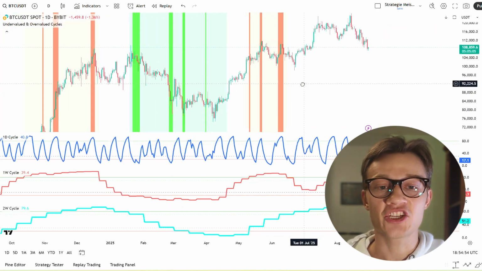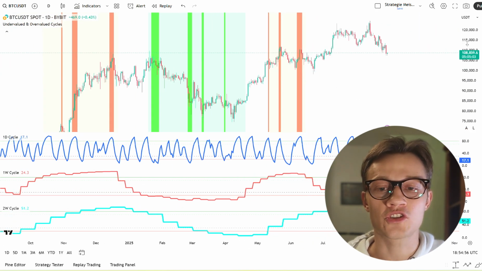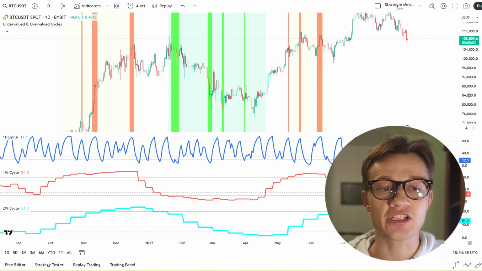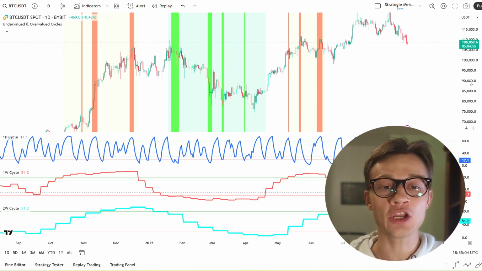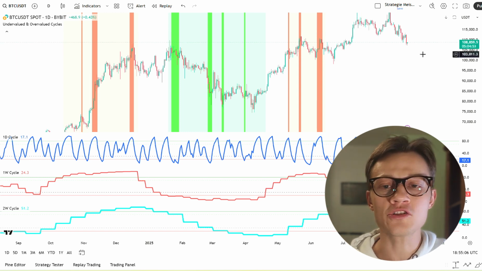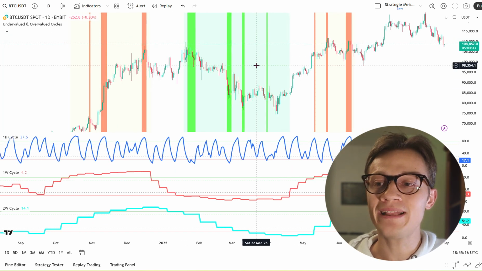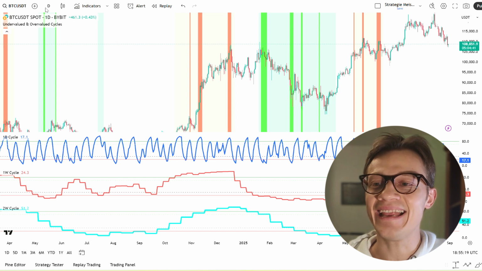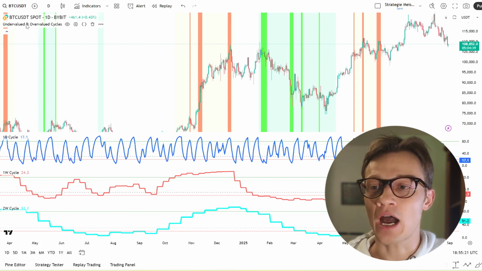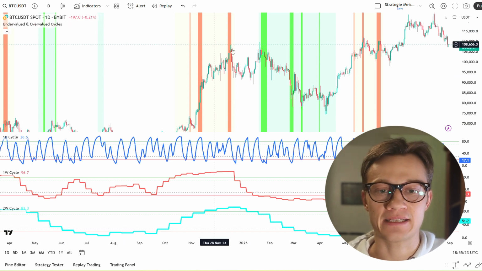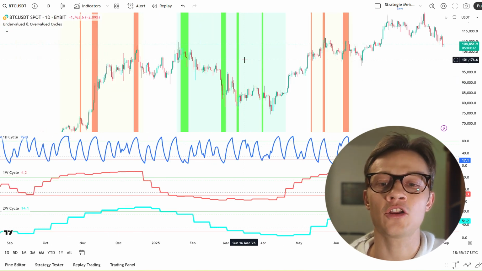This indicator shows the overbought and oversold zones for cryptocurrencies, especially for the ones with a high liquidity like Ethereum, Bitcoin, Solana. You can also apply it for gold or stocks or even oil. If you open the Bitcoin chart, select the daily time frame, and select the undervalued and overvalued cycles indicator, you will see the green and red color palette on the screen.